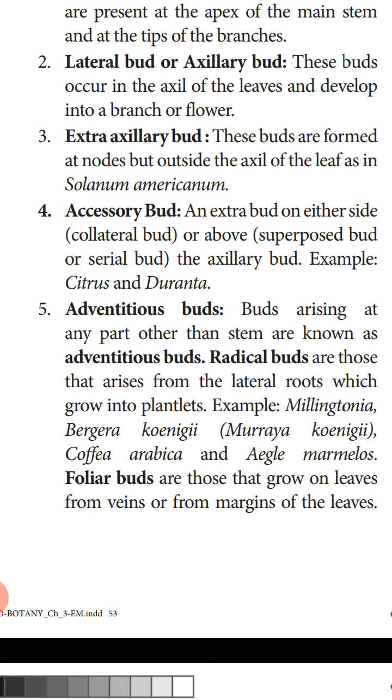So buds developing on the lateral roots, that is the branches of the roots, if any buds are developing and leading to the development of a plantlet, a young plant, then it is called the radical bud.